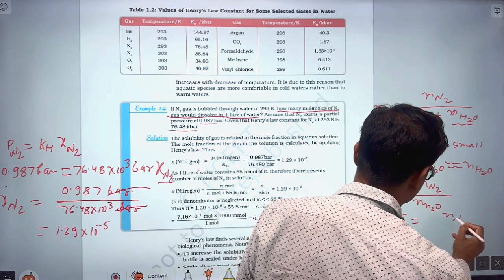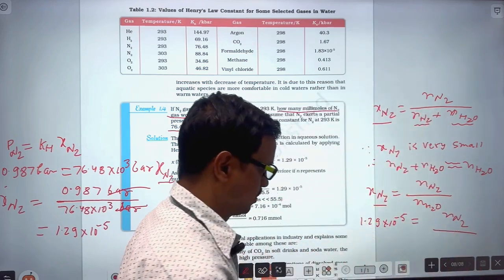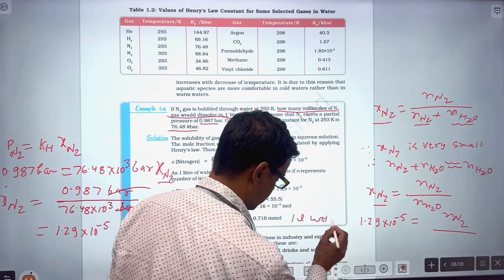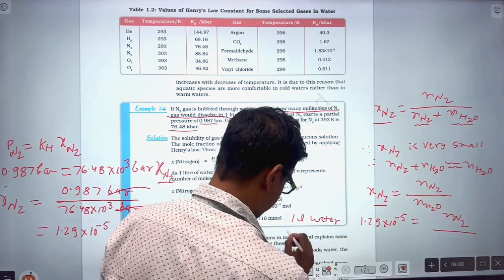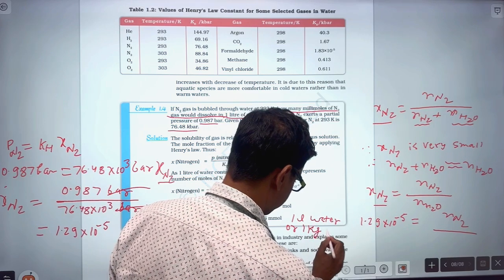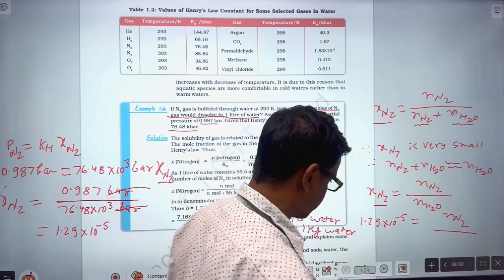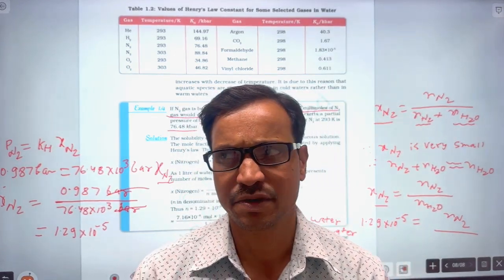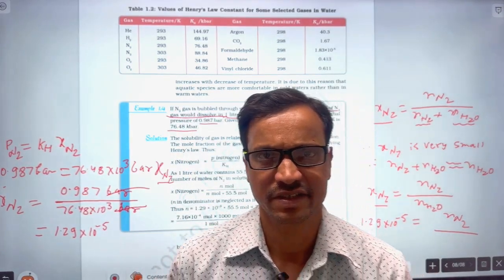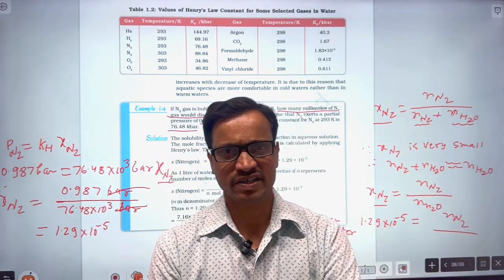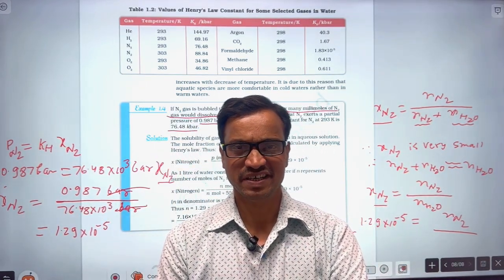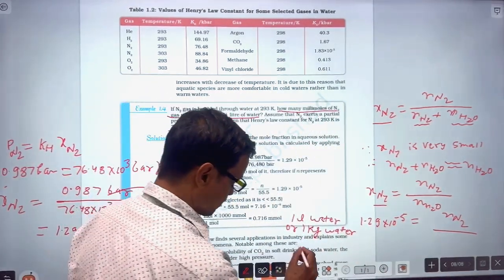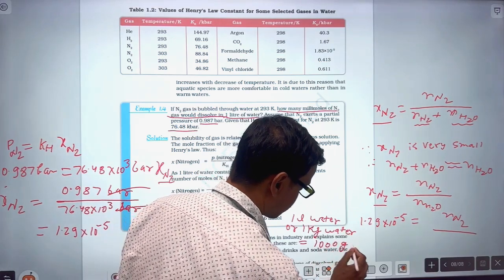That will be equal to the number of moles of nitrogen upon the number of moles of water. Let's see how to calculate the number of moles of water. There is 1 liter of water. 1 liter of water means 1 kg of water, because the density of water is 1 kg per liter. That's why 1 liter of water means 1 kg of water, and that means there will be 1000 gram of water.